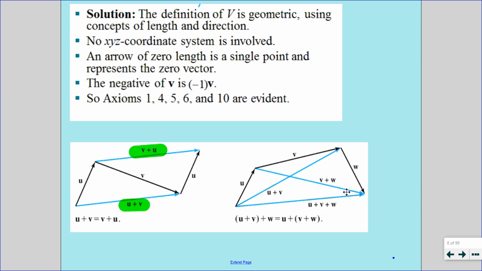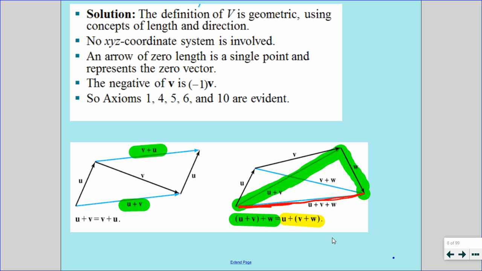Then here we have axiom number 3, which is the associative property of vectors, and it states that (u plus v) plus w equals u plus (v plus w), grouped differently. Let me just show you on the diagram what that would look like. U plus v plus w is right here. It is the vector addition of those 2 vectors, so your resulting vector is this red one. That's the resultant, u plus v plus w.